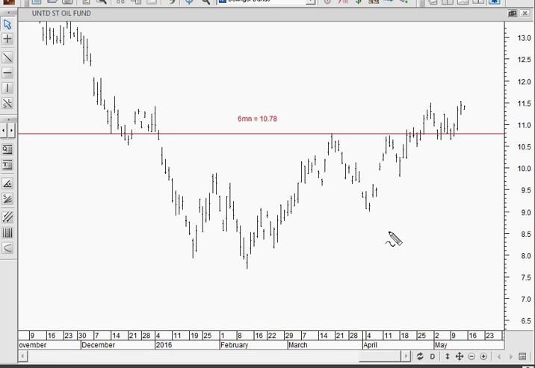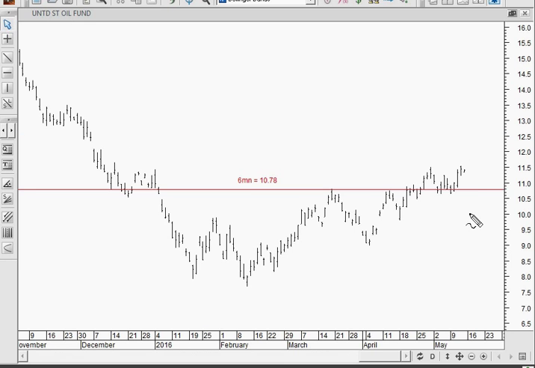This is USO, the oil fund ETF. Just coming up off the low from February, we saw a retracement from this point down to the previous point of control, which was here. The previous 6 months found support, which was good, and it rallied. As we noted last week, in this period here, the 6 months migrated up to 1078.